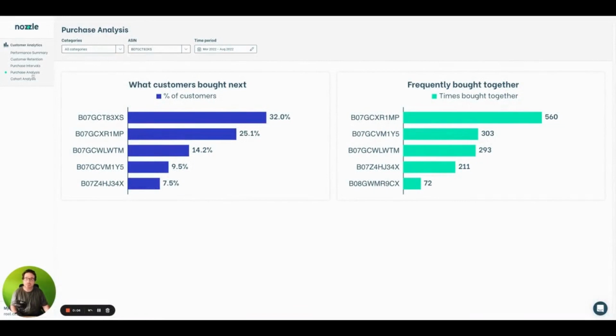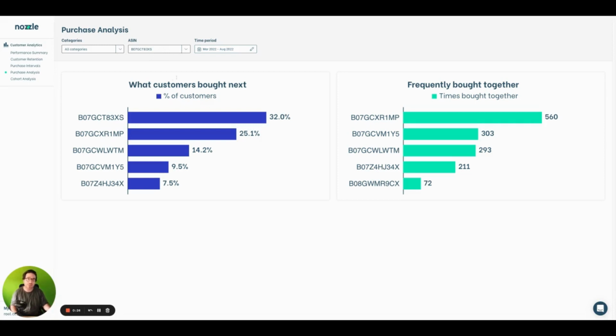So the next tab is what we call the purchase analysis tab. And this measures what people buy next, or what people buy together in the same order. This is the only tab where you have to select an individual ASIN as opposed to a category or doing it at a brand level. So I've selected an individual ASIN here at the top.